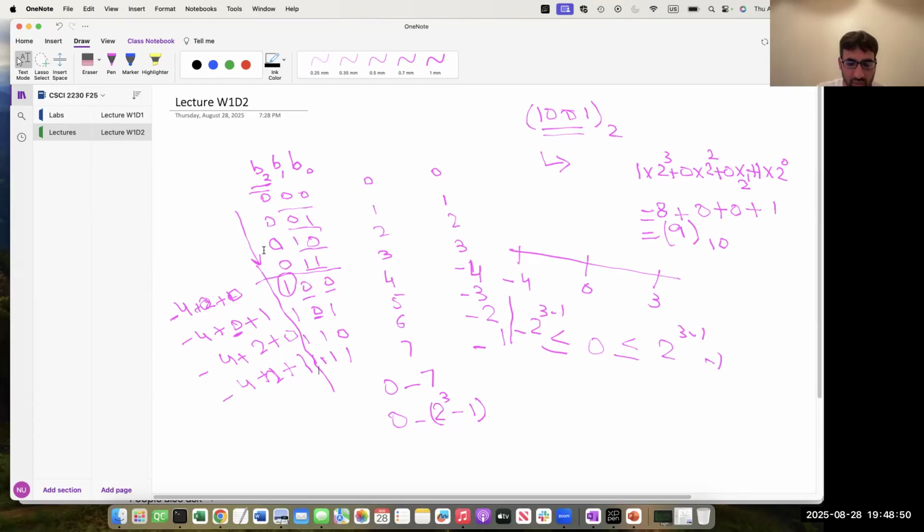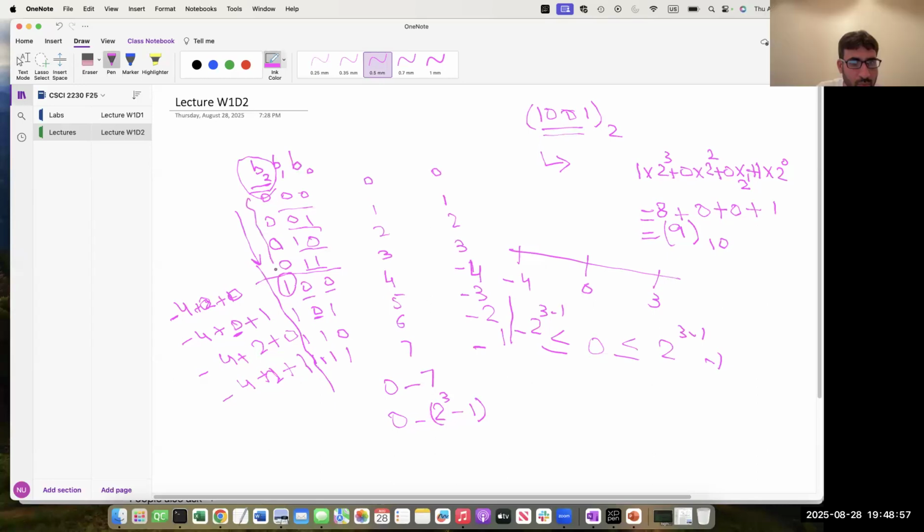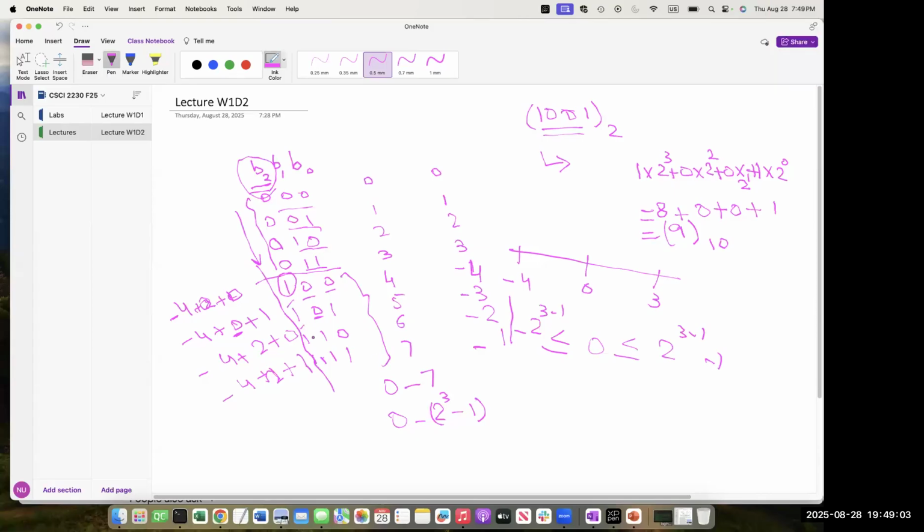So which bit is most significant? This bit, right? So in the first four here, the most significant bit is 0. And in the remaining four, the most significant bit is 1. Now let me convert one positive number and one negative number for you.